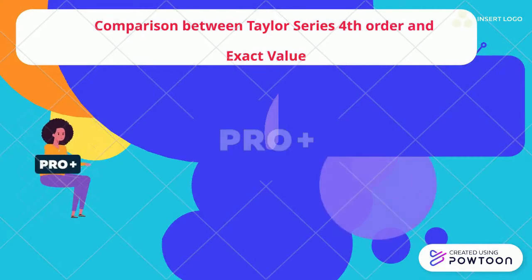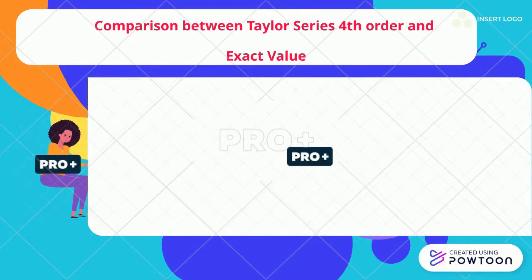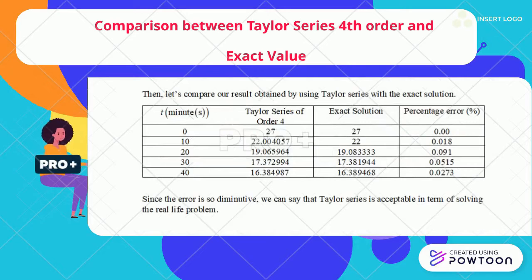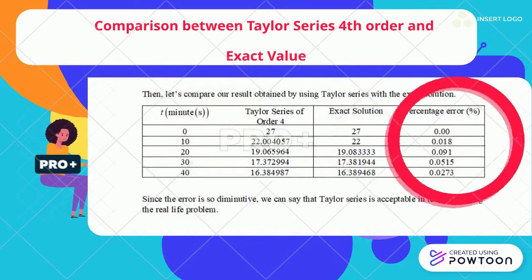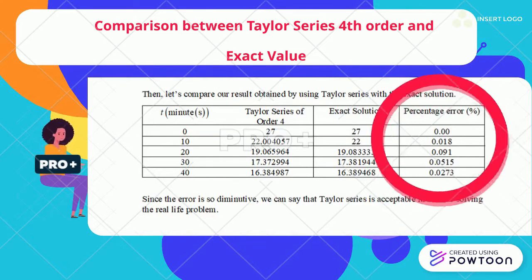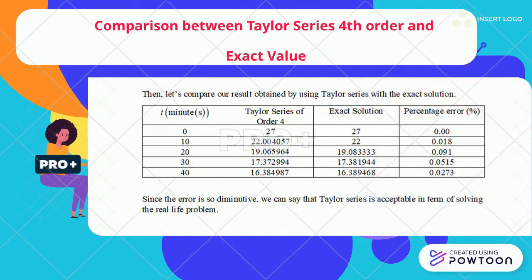Then, let's see the comparison between Taylor series and the exact value, which is tabulated here. Notice that the percentage error is very small. So, we can say that Miss Taylor's way of solving the crime is quite impeccable since her method can really solve real-life problems.